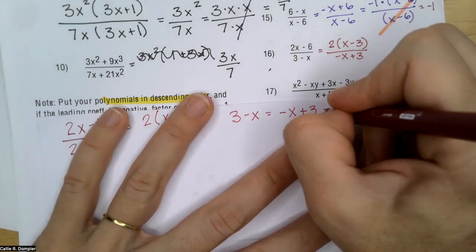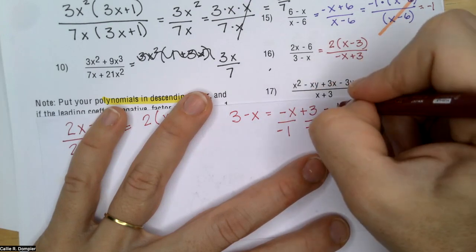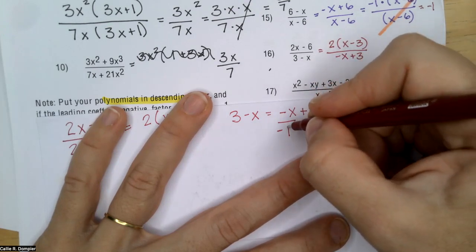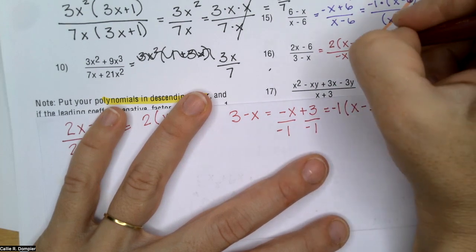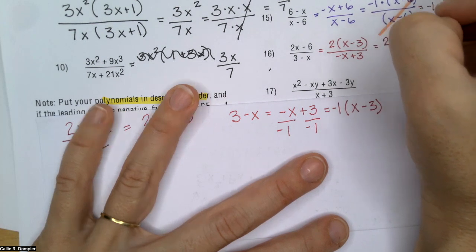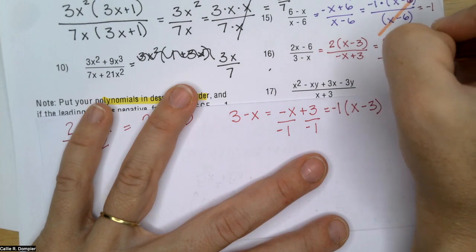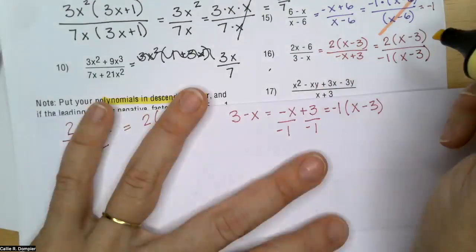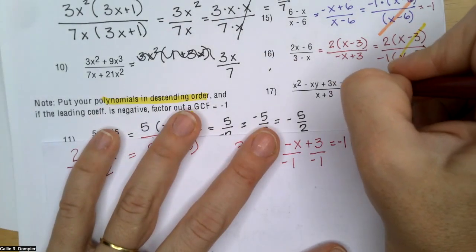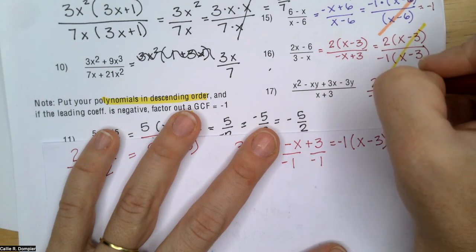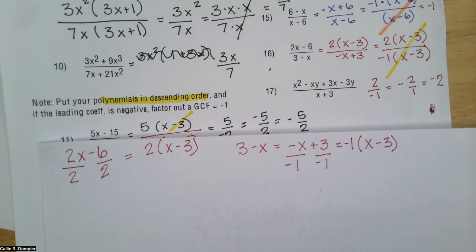So let's divide out a negative 1. Negative divided by negative, oh sorry. So it's a negative 1 times... Negative divided by negative is a positive. Positive divided by negative is negative. So we have 2 times x minus 3 divided by negative 1 times x minus 3. That becomes 2 divided by negative 1, which is negative 2 over 1, which is negative 2 for number 16.